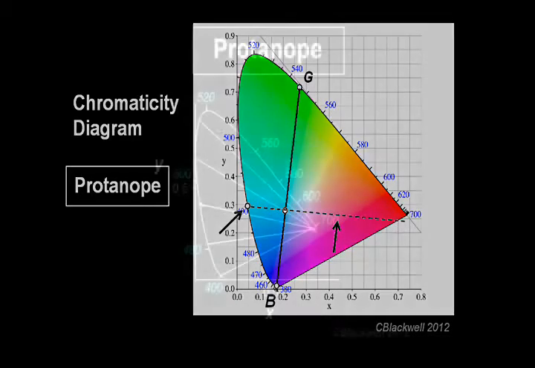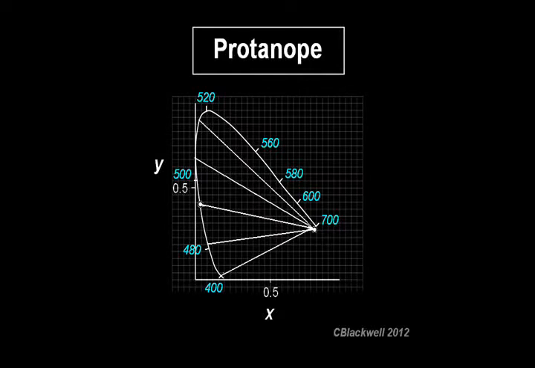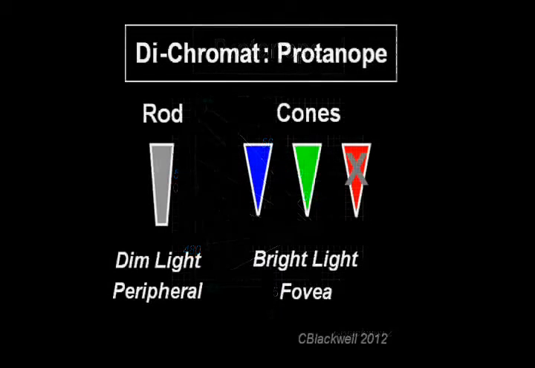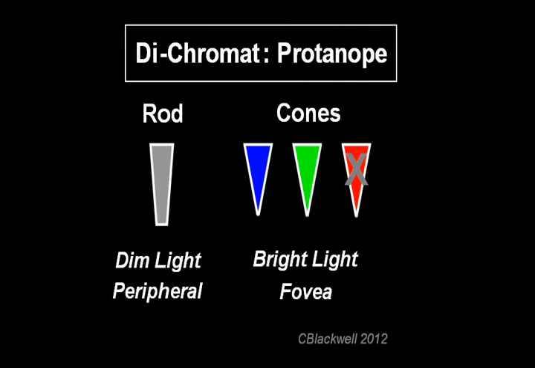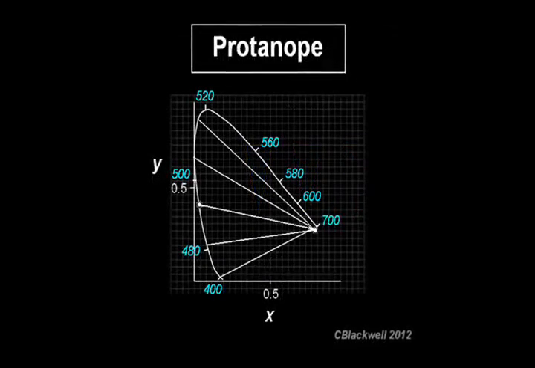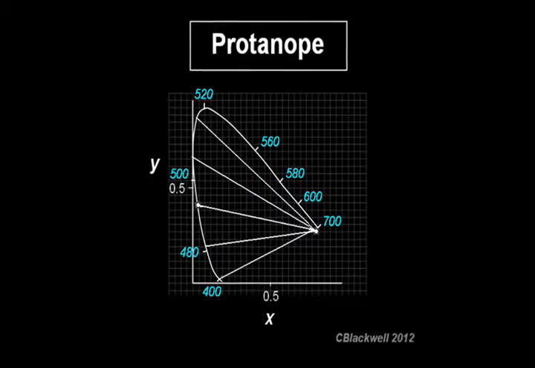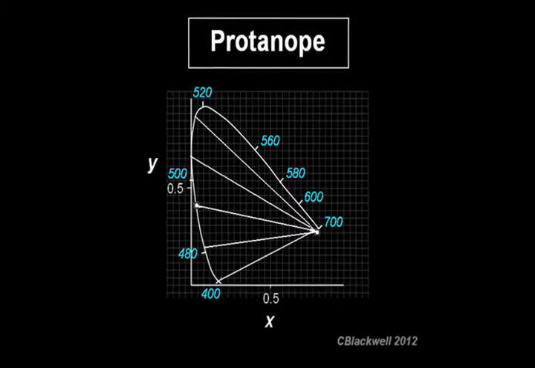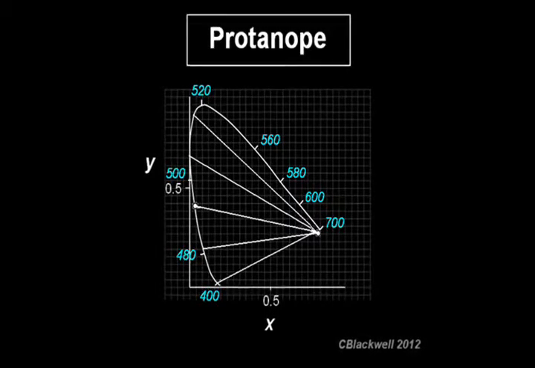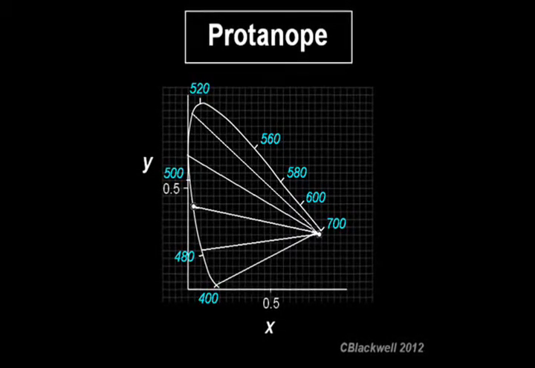In books that go into detail about color blindness, you will see a version of the chromaticity diagram that looks like this. A protanope is a person who is colorblind because they are missing the red pigment. Because of that, they are unable to tell apart colors that fall along each of the straight lines in the diagram. Therefore, these lines are called confusion lines.